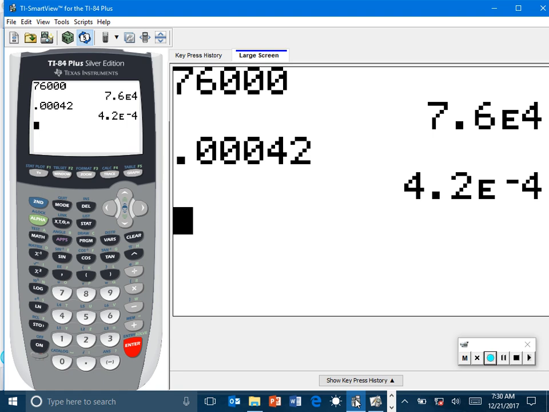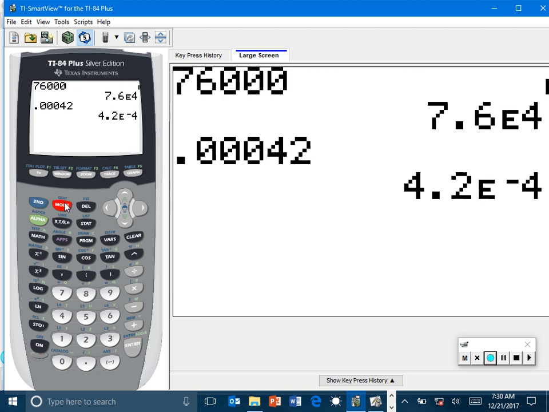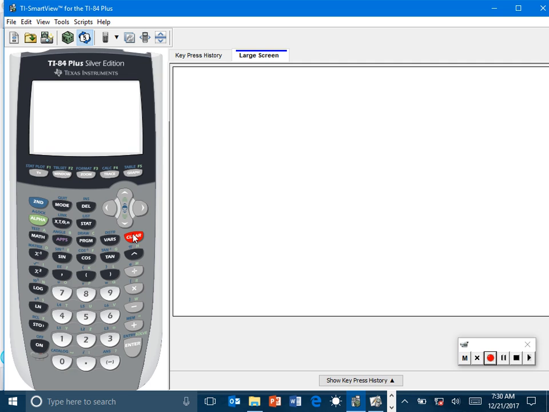Now, again, let me point out, if you change it, please make sure you go back to your mode and change it back to normal. Okay, moving on.